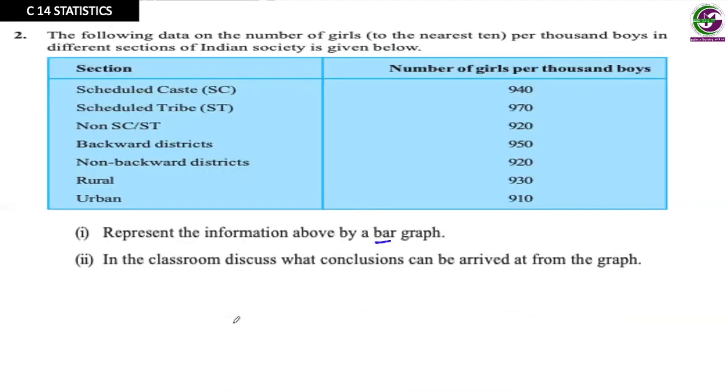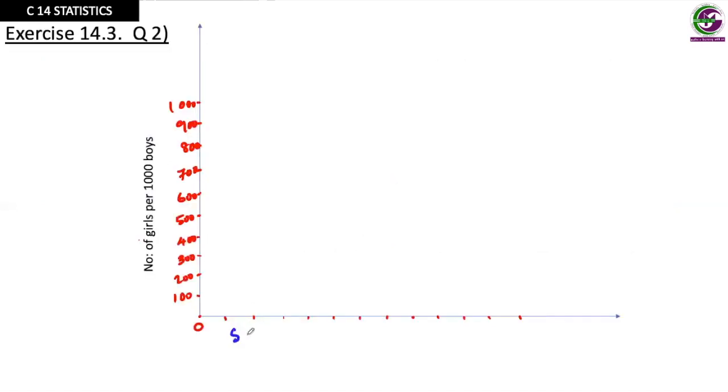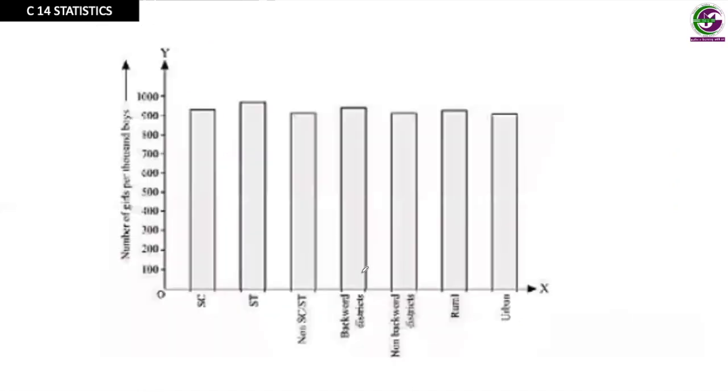The first one is scheduled caste, or SC, which is 940. SC 940 will be somewhere here. And then using a ruler, join the ends to get the bar. Now again, leave the space, then move to the next one and mark it so that we get a graph of this form. Number of girls per 1,000 boys are on the y-axis, and all the sections are listed in the x-axis. And we can see all of them are above 900.